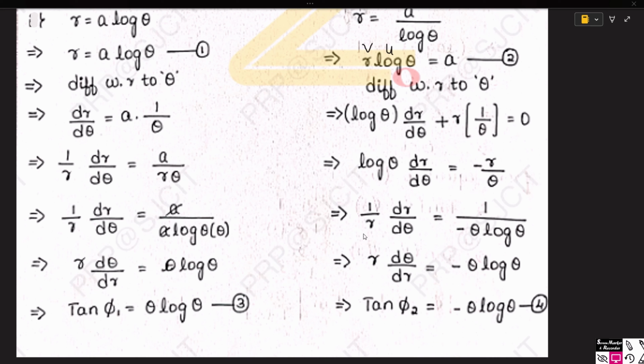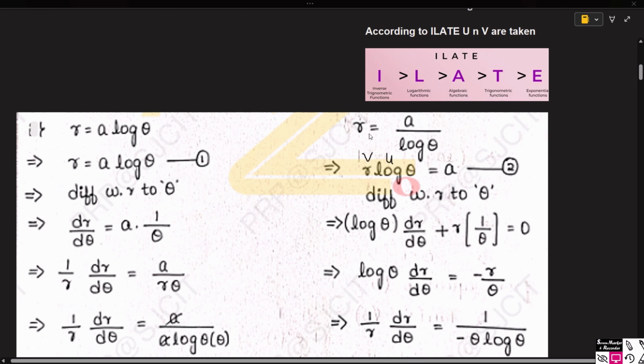Here, we know that r is equal to a log theta. So we are substituting the same here, and we will get a divided by a log theta. So a cancels, and we take the reciprocal of the equation: r d theta by dr equals theta log theta. So we know that r d theta by dr equals tan phi. Okay, that's clear. So here we get the equation, and we're going to look into the other part.